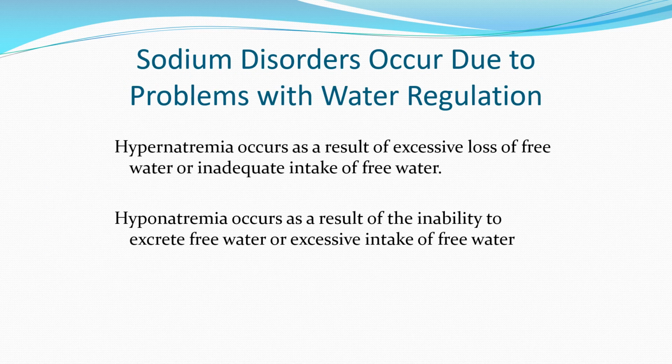So to summarize, sodium disorders occur due to problems with water regulation. Hypernatremia will occur as a result of excessive loss of free water or inadequate intake of free water, and hyponatremia occurs as a result of the inability to excrete free water or excessive intake of free water.